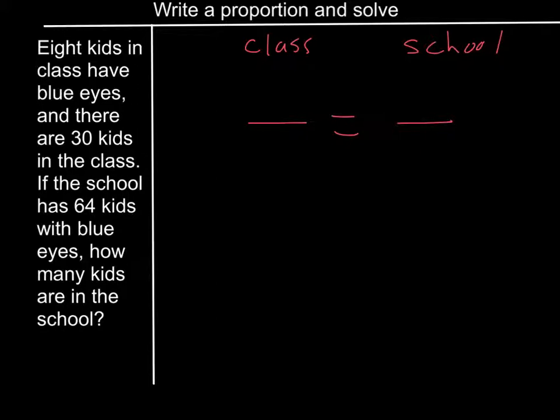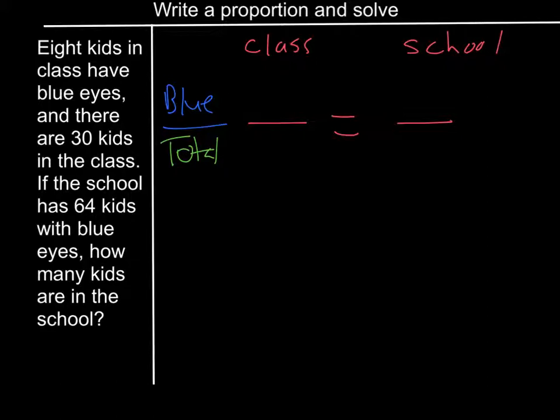Okay? So when we talk about what's in this first fraction here, it's only going to be when we're talking about the class in this problem. This second fraction over here is going to be when we're talking about the school in this problem. Okay? So this is the class and this is the school. And then on the top, we're going to have blue eyes. I'll do that in blue. That would make sense. And then we're going to have total, because we have blue eyes and then we have total number of students.